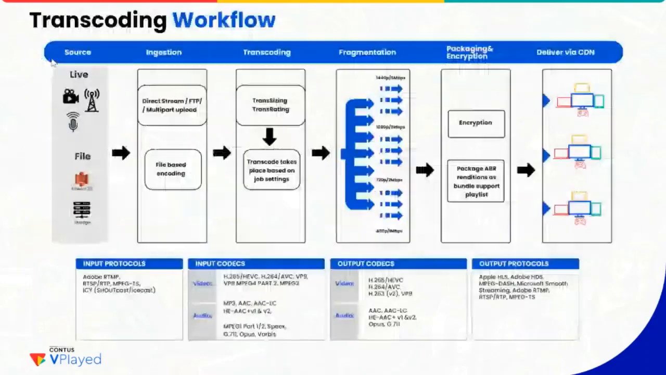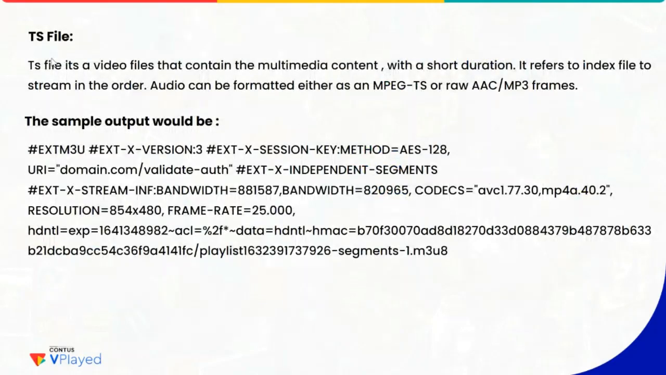Here we have just seen 1440. If it's 1440, you can see the created index file. In that index file, it will have different bandwidths. Based upon the bandwidth, the TS file refers to that particular index file. So this is a sample output. This is the kind of output that we will get after the transcoding.